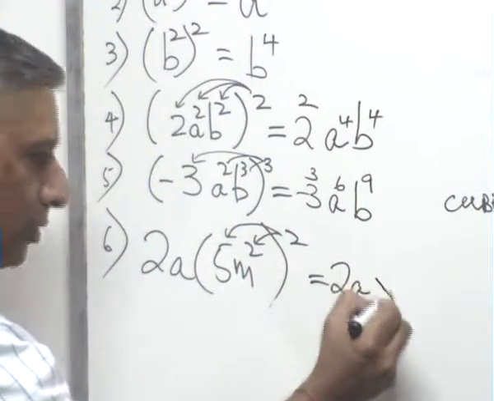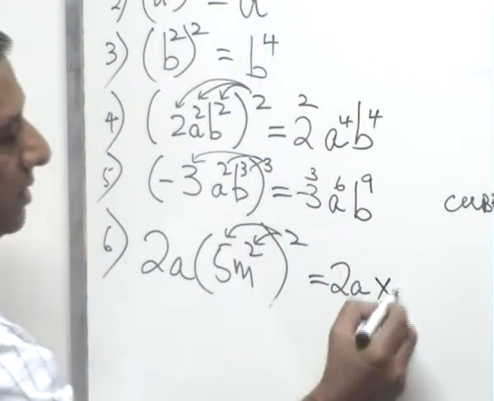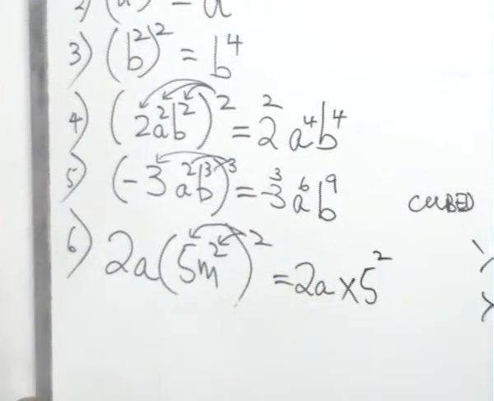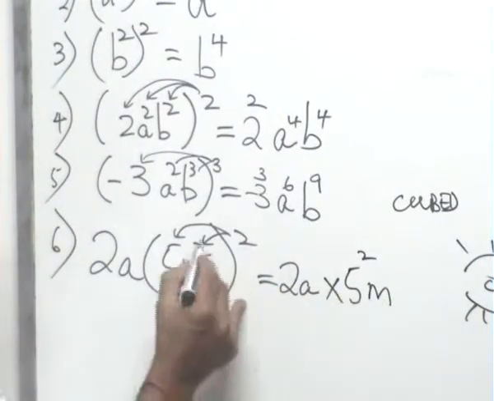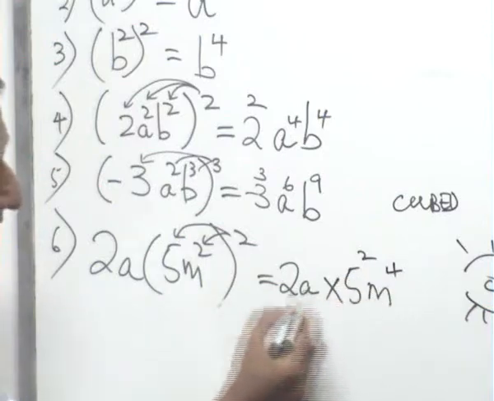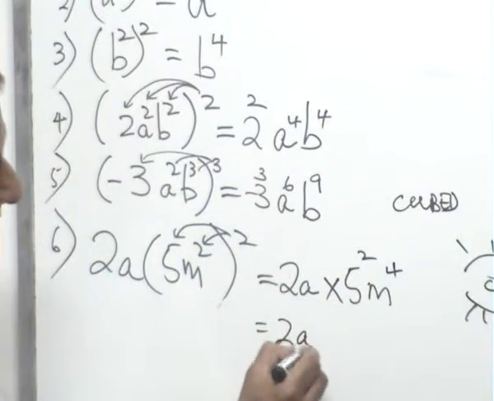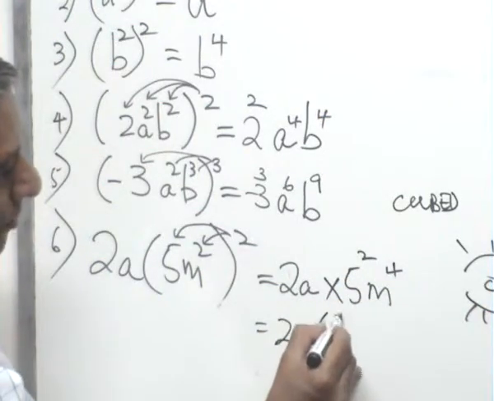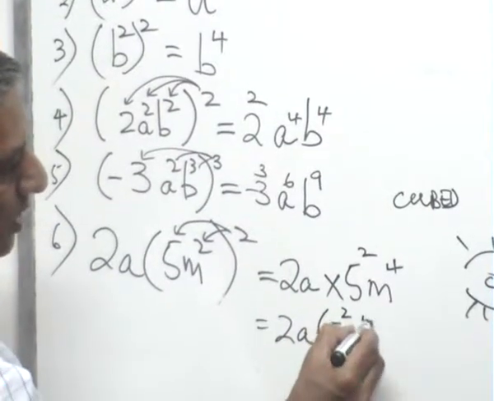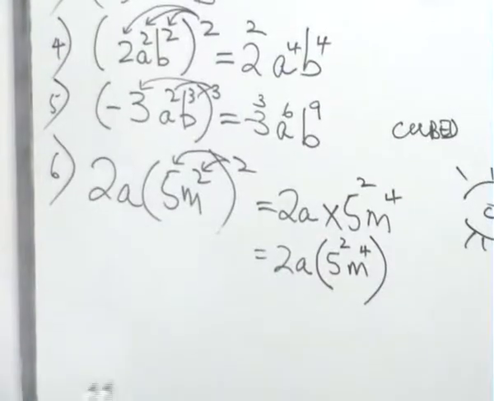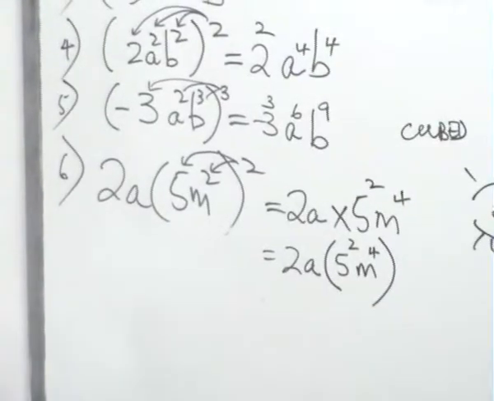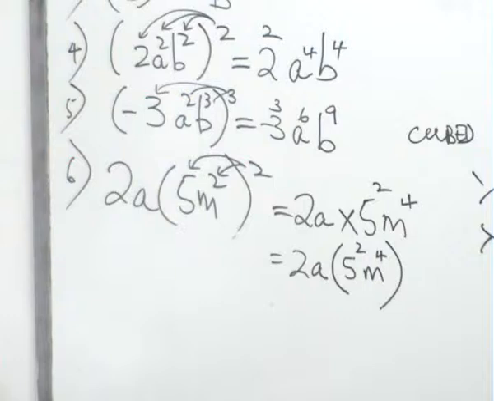Now, you can write like this, times 5 squared m, 2 times 2, 4. So you can write it like that, or you can write it again like this, 2a into 5 squared m to the 4. So I can put a multiplication in between them, or I can use a bracket like that. Right. Let's move on to number 7.